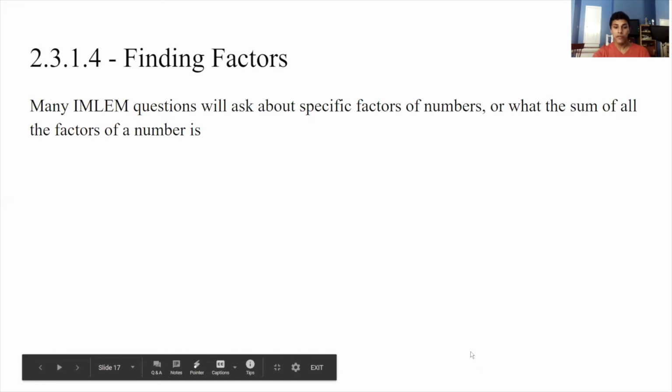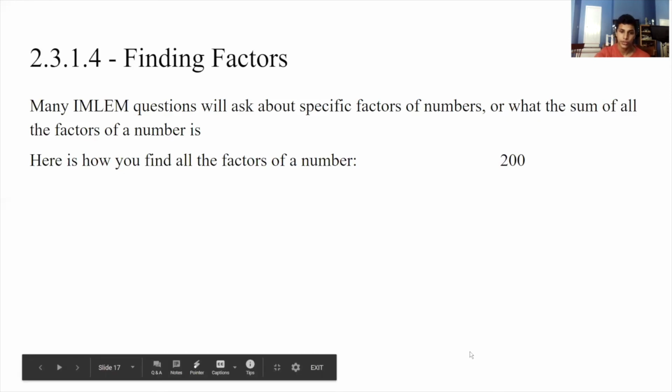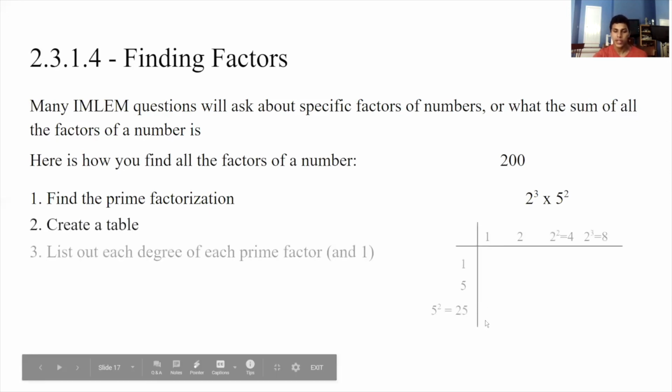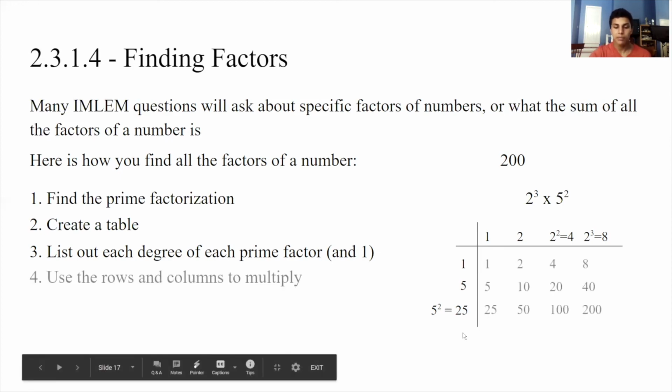Next, we learned about finding specific factors of a number. And we learned that we actually have to find the prime factorization of a number in order to do this. So I used 200 as an example. We found the prime factorization. And the way you do this is you make a table, you list out all the degrees of each prime factor, which is all the different exponents they're raised to, on the different rows and columns in your table, and then just multiply those by each other to get all your factors of the number. So all these numbers inside this table are factors of 200.